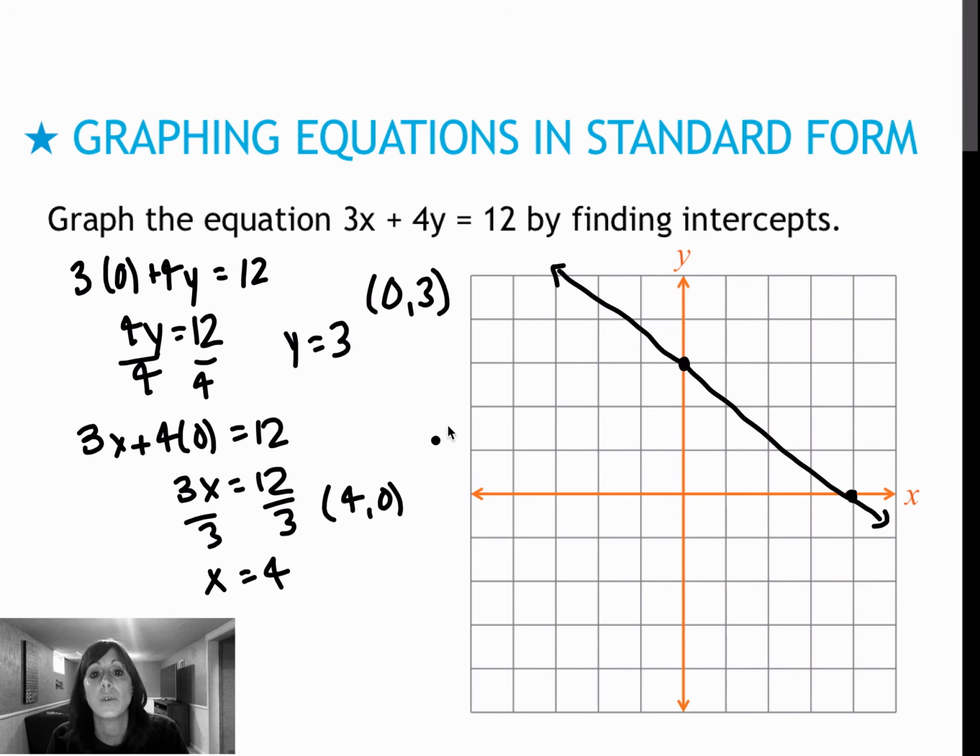Just as a side note, the only time that this will not work when it's in standard form is if it's equal to 0, because in that case you would get 0 both times, so you would have to use one of our other methods going forward.